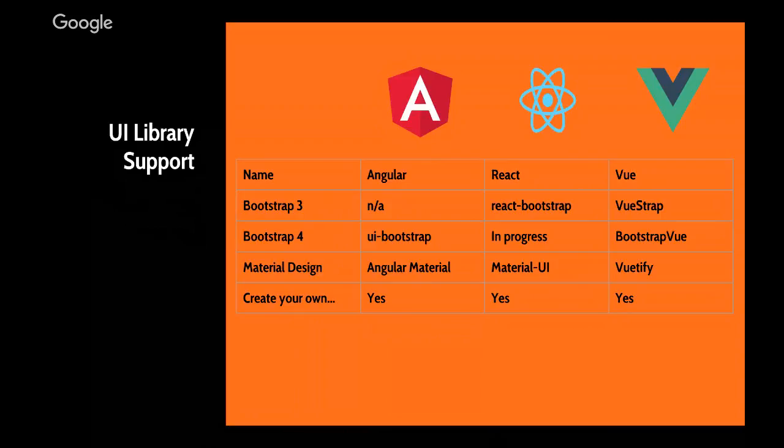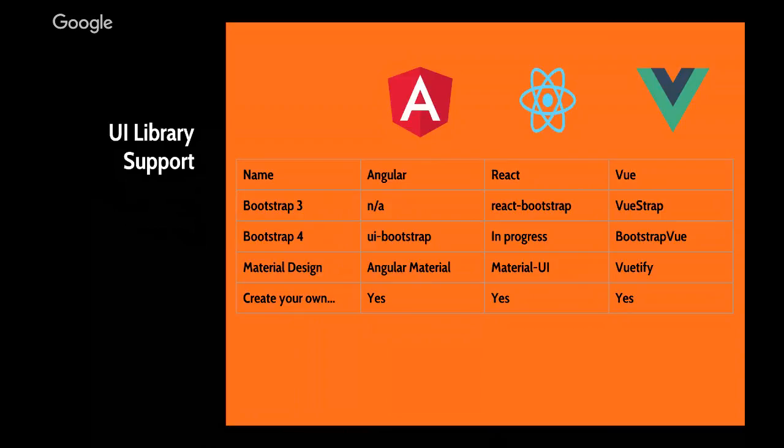Any other questions? Okay. So with that, we've all used Bootstrap and material design. React doesn't really have a good Bootstrap 3 component library. For Angular, UI Bootstrap does support 4. I think it actually supports 3 as well. There'll be a mode switch you have there. And then for material design, we'll have Angular Material.